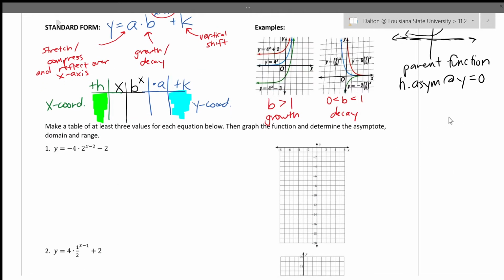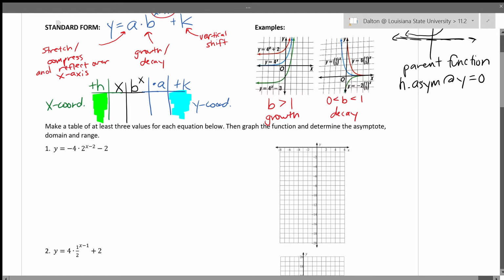Okay, number 1, all of the graphs, it says make a table of at least 3 values for each equation below, then graph the function and determine the asymptotes, domain, and range. So we're going to start off like we did with this middle part of our chart, x in the first column, and then b to the x power in the second, except what value is b in this example? Two, thank you. So 2 to the x power will be in our second column.